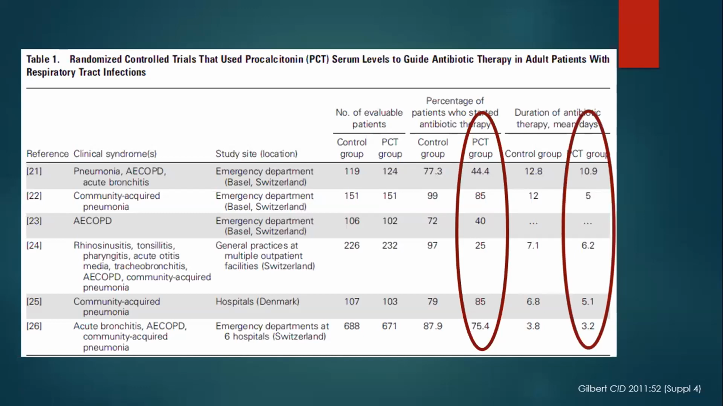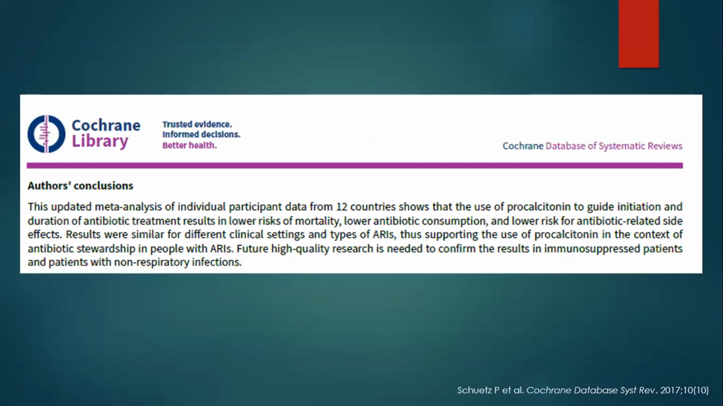And then again, very nicely shortening the course of antibiotics. So these unfortunately are very long courses, but 12 in the control group versus 10 in the PCT group, 7 versus 6, 6 versus 5 in the community-acquired pneumonia group. So again, it has its place.